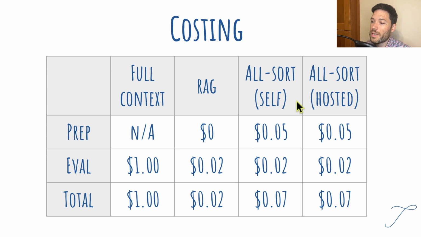For AllSort, in the self-hosted case, there's 5 cents to pay for that RunPod 75 seconds. So a total of 7 cents. And in the hosted case, if there was an API that supported regex, I'm saying potentially 5 cents of prep and then 2 cents of eval, so 7 cents.